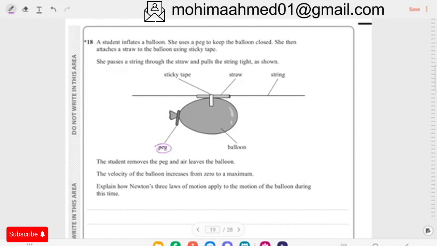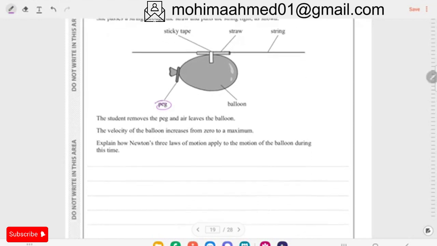She passes a string through the straw and pulls the string tight as shown. The student removes the peg and air leaves the balloon. The velocity of the balloon increases from zero to maximum. Explain how Newton's three laws of motion apply to this motion of the balloon during this time.